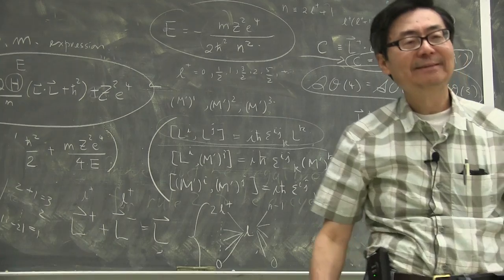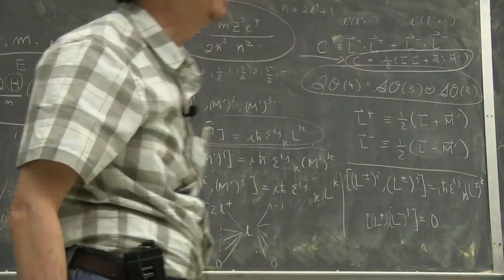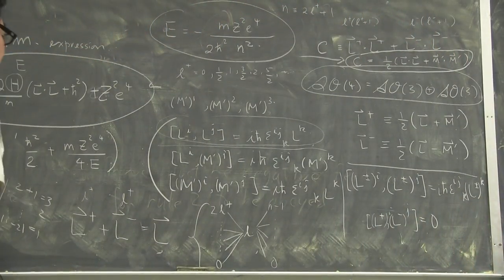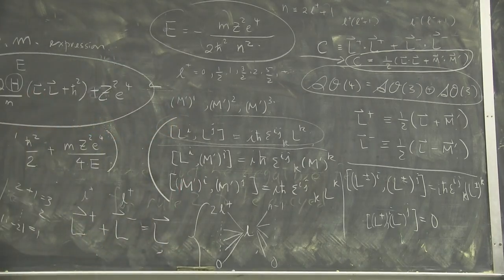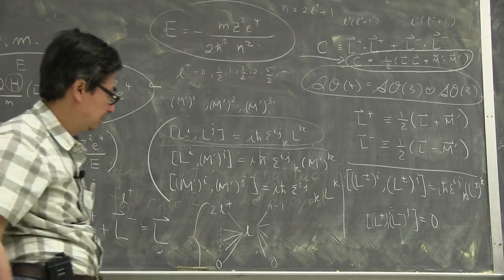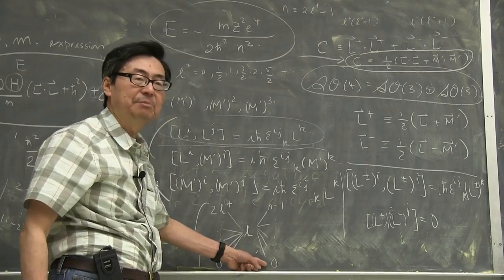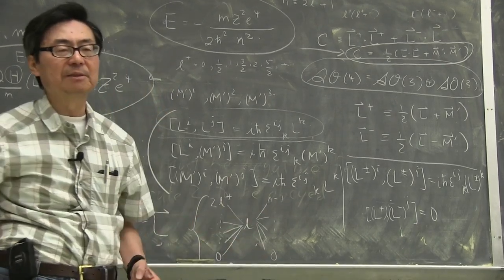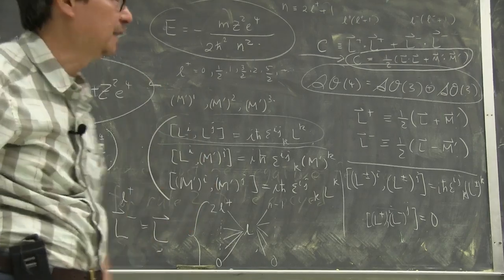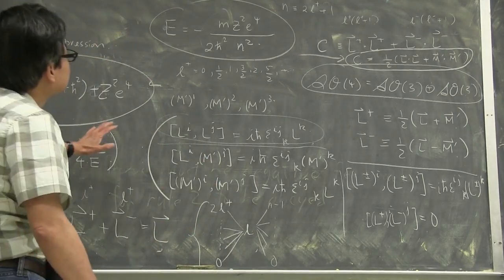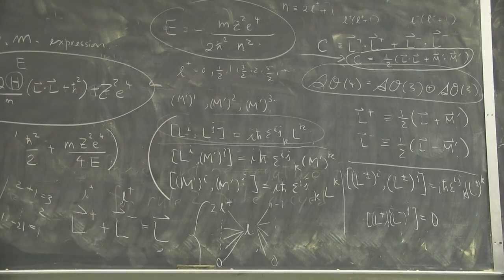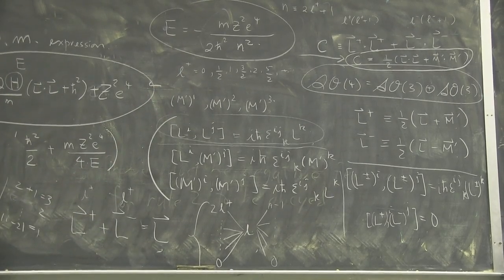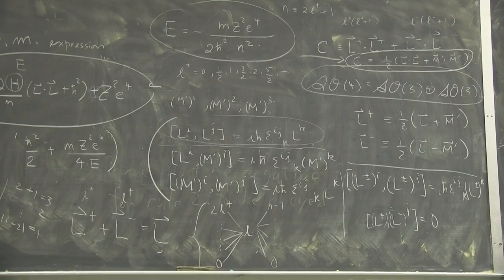You see that? L can assume values from n minus 1 down to 0, which means that given a particular value n, the possible values of L are 0 up to n minus 1, which is the result that you're probably familiar with. Look at the hydrogen atom. This is the formula for the energy eigenvalues of the total energy of the hydrogen atom.